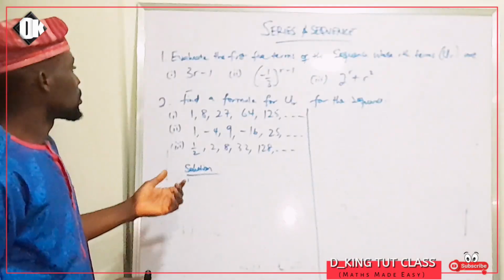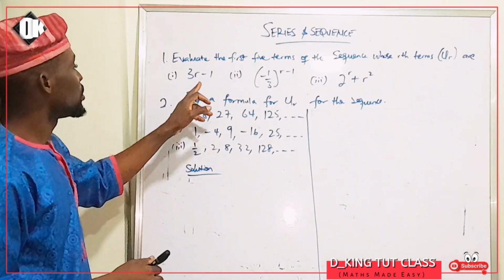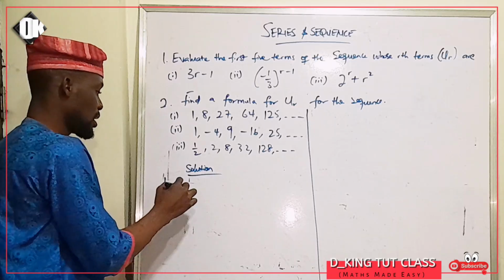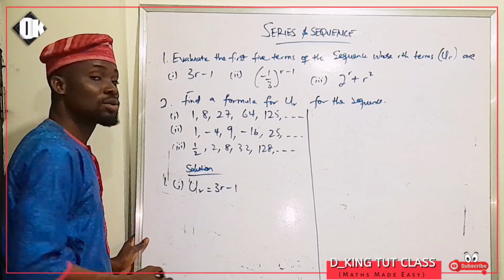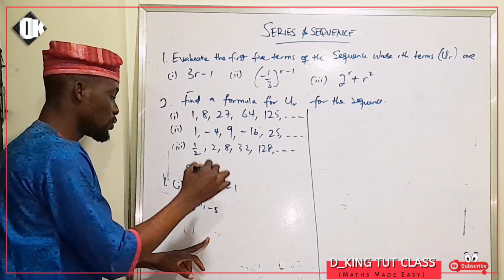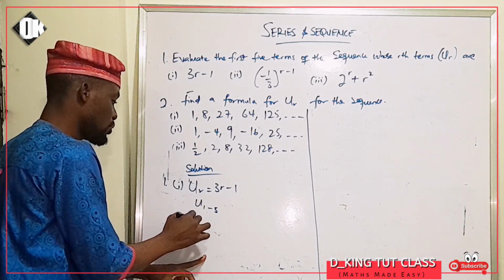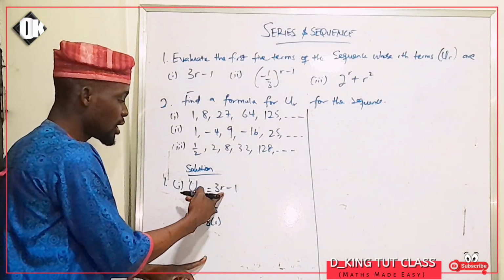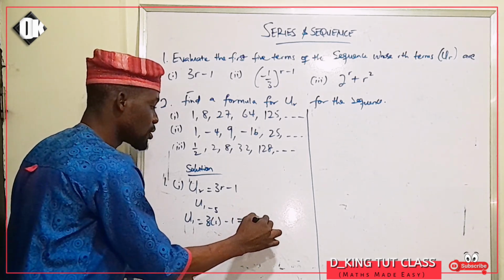Now for this question, the first one says we should evaluate the first 5 terms using this as the formula. So for number 1, I have Ur equals 3r minus 1. First 5 terms means I'm going to test for U1 to U5. Testing for U1, I have U1 equals 3 times 1 minus 1. Whatever I see r, you put each of those numbers. And that becomes 3 minus 1, which is 2.